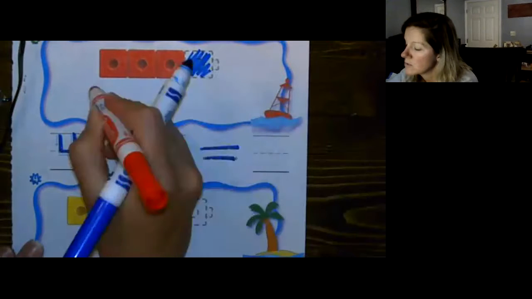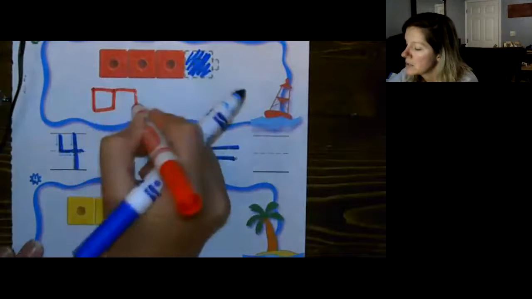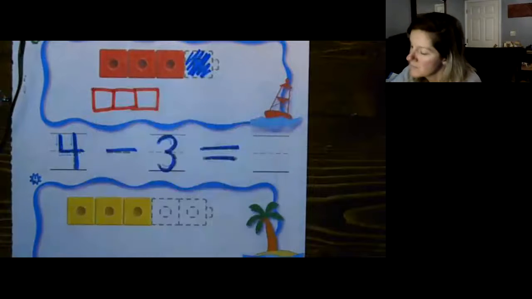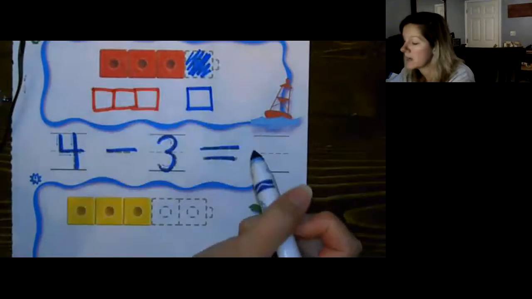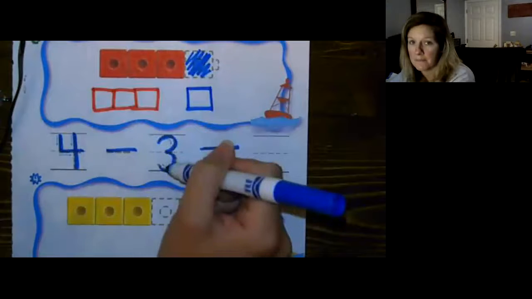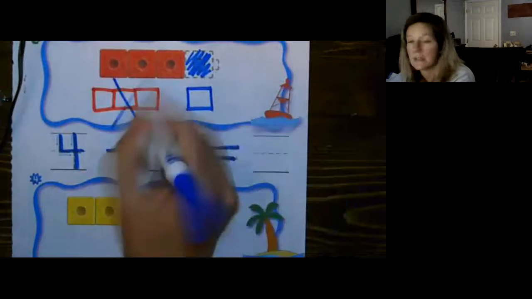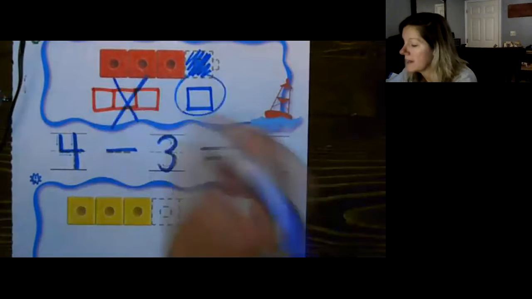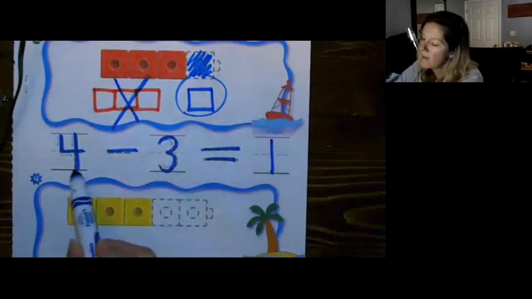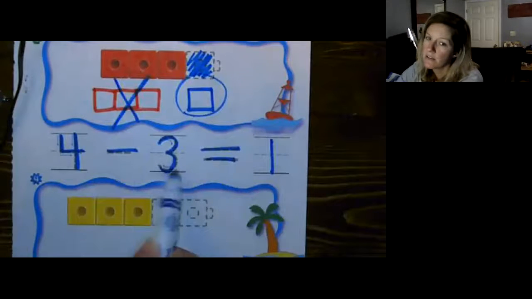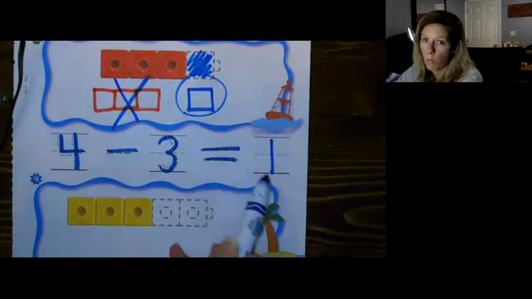So I'm going to go ahead and draw my cube train taken apart. So I've already taken those 2 sets apart. How many are we taking away? 3. How many are left? 1. Let's go ahead and read that math sentence. 4 minus 3 equals 1.